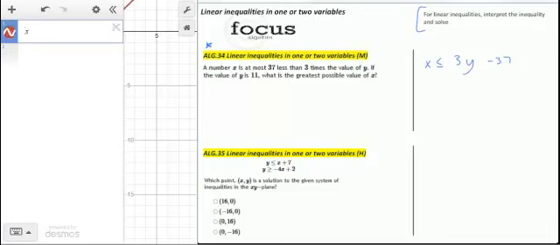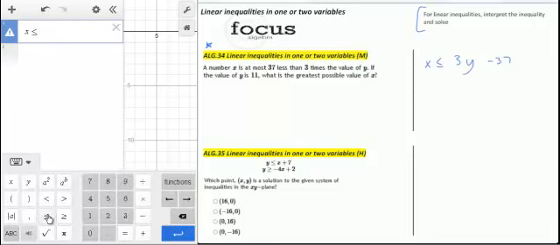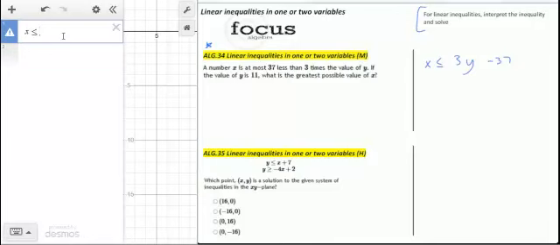Now the less than or equal to, you can either hit the less than symbol followed by the equal sign, and it'll convert to this. You can also find it in the keyboard right here for the different inequality symbols. But that is less than or equal to 3y minus 37.